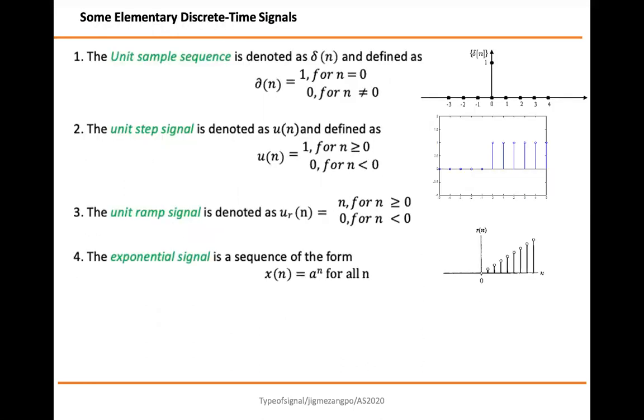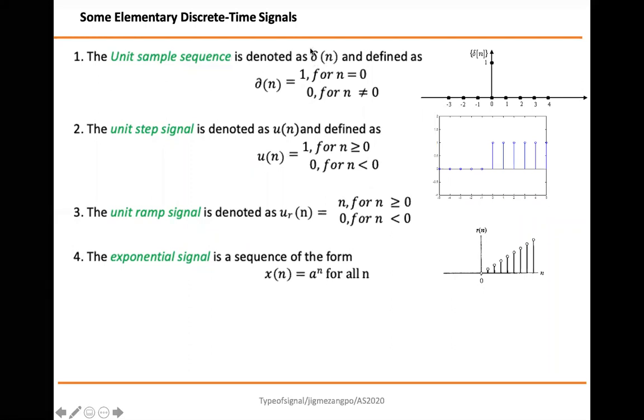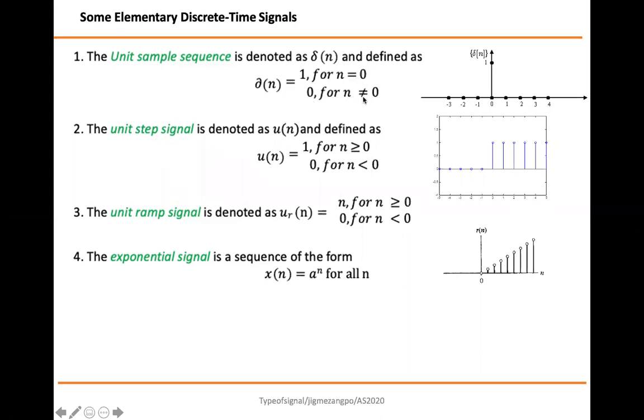Now let's see some of the elementary discrete time signals. You might have already studied this type of signal. A unit sample signal is denoted by delta of n. Delta of n is defined as 1 for n equal to 0, and 0 for n not equal to 0. So you have signal only at n equal to 0, and 0 for the rest of the time period.